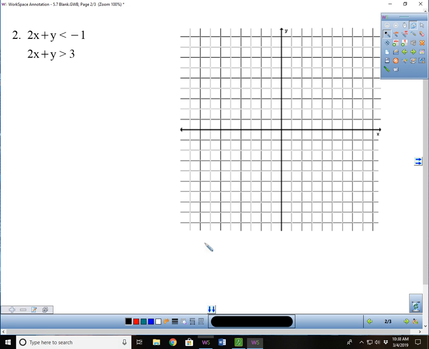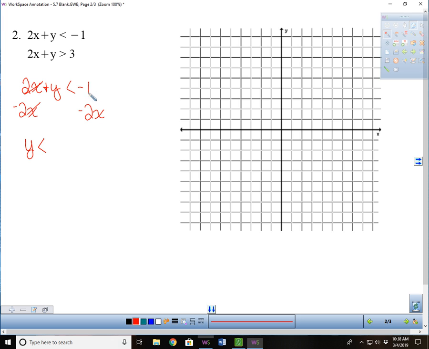Okay, moving on to the second one. So I have not solved for y yet. I'm going to take this top equation and I'm going to solve for y. So all I need to do is subtract the 2x. And remember, when you move that 2x over, you always want to put it in the front of that number that's over there. So I've got negative 2x minus 1. So my slope is negative 2 over 1, and my y-intercept is negative 1.